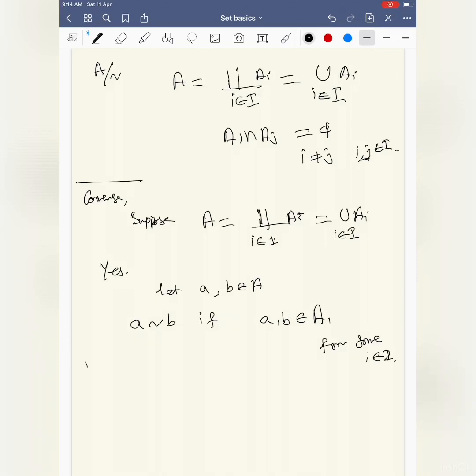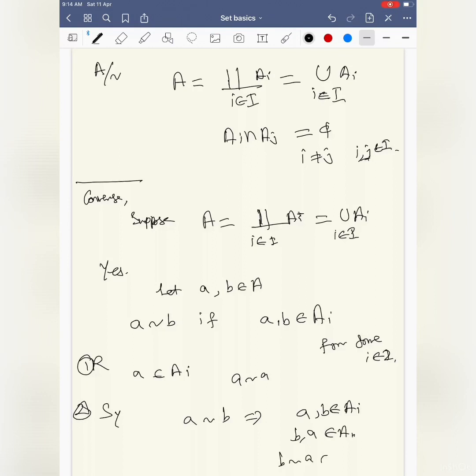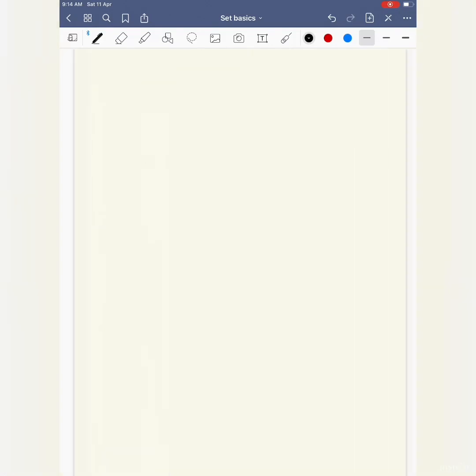For some i. So let us check whether this is reflexive or not. Suppose a belongs to some A_i, then a is related to a, right? Because a is inside A_i. So reflexivity is done. Symmetry: a related to b implies a, b belong to A_i. So that means b, a belong to A_i, so b is related to a. So this is an if and only if statement.